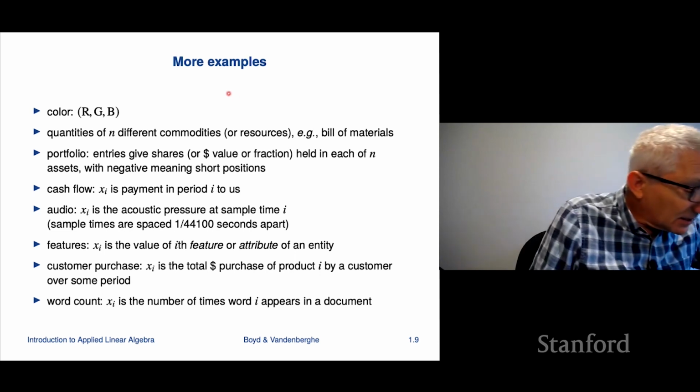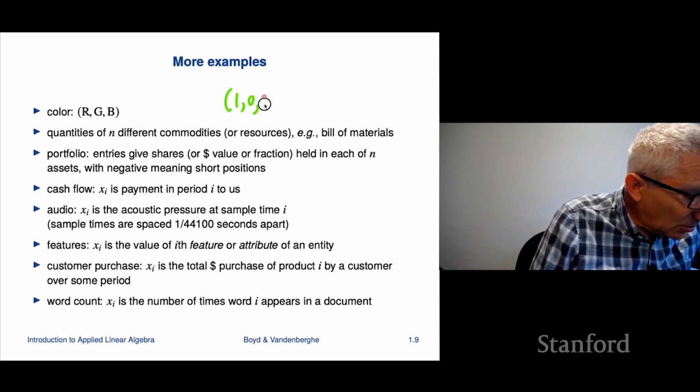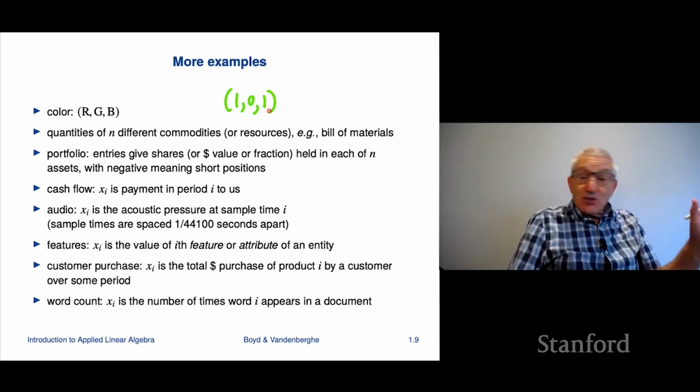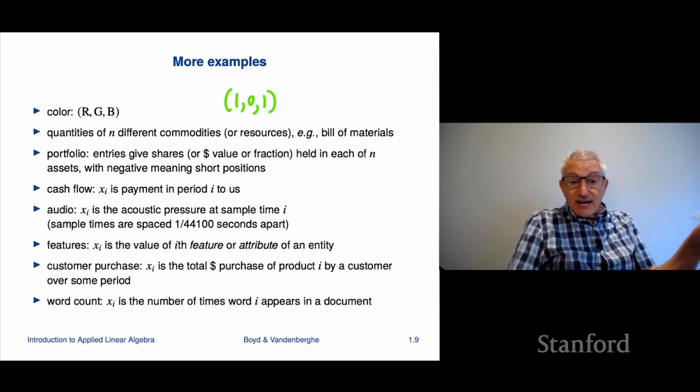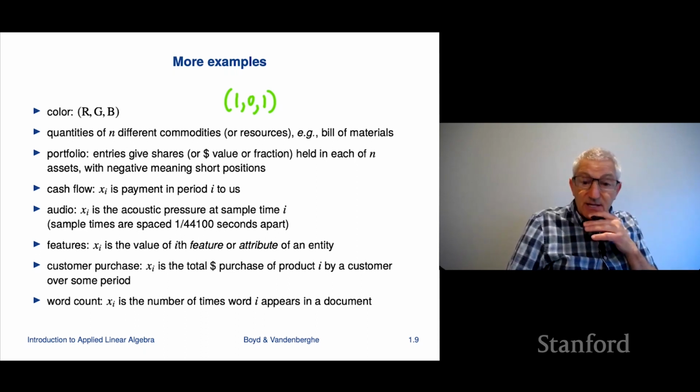The vector like 1, 0, 1 means turn on the red full blast, turn on the blue, and you're going to get some very pretty kind of violet or purple color. That's what it is. But this would give you all sorts of colors, and they're described by a 3 vector.